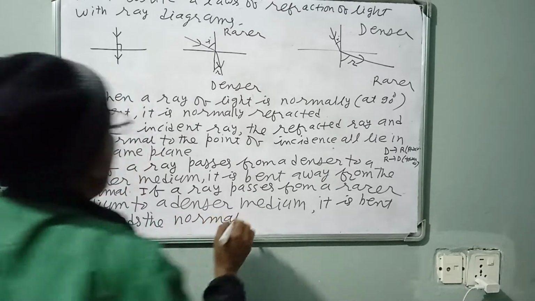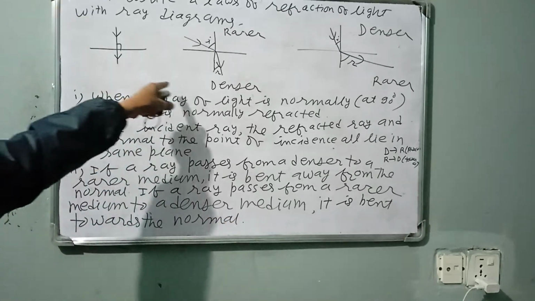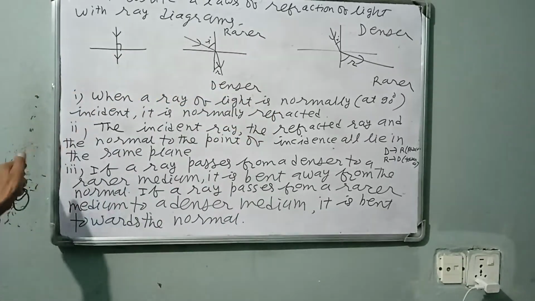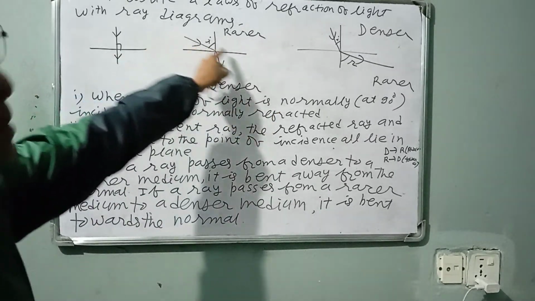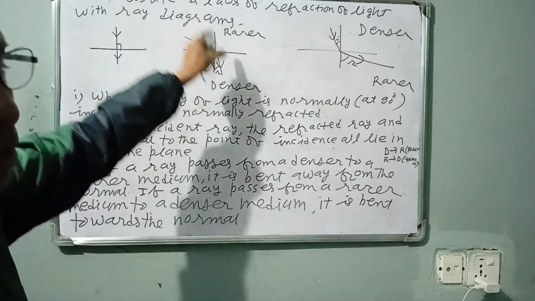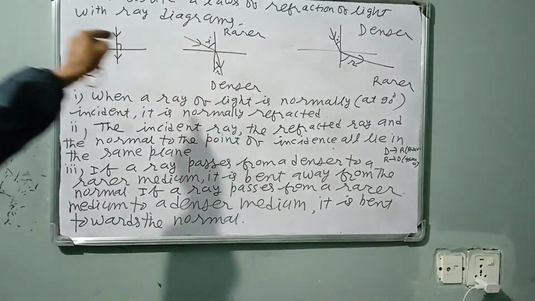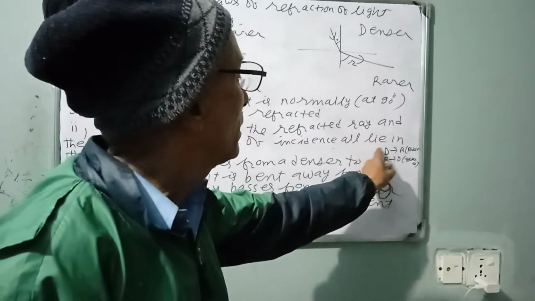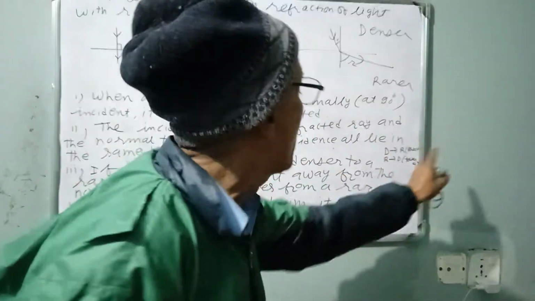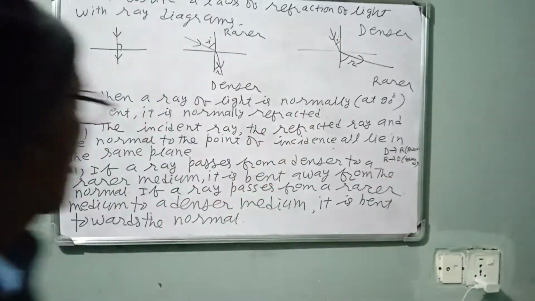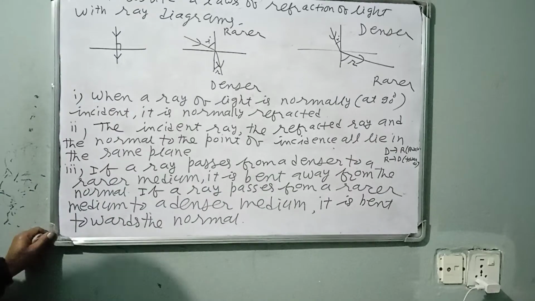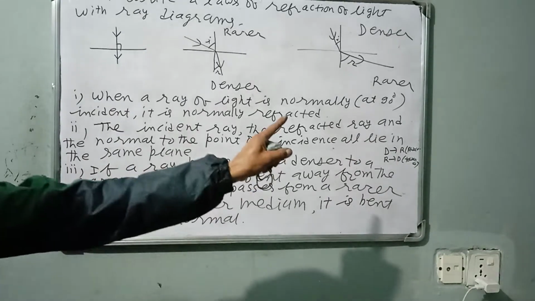The first law: if a ray passes at 90 degree, it is refracted at 90 degree, towards the normal. Second law: the incident ray, the refracted ray and the normal to the point of incidence all lie in the same plane. Third law: denser to rarer away, rarer to denser towards. If a ray passes from a denser medium to a rarer medium, it is bent away from the normal.